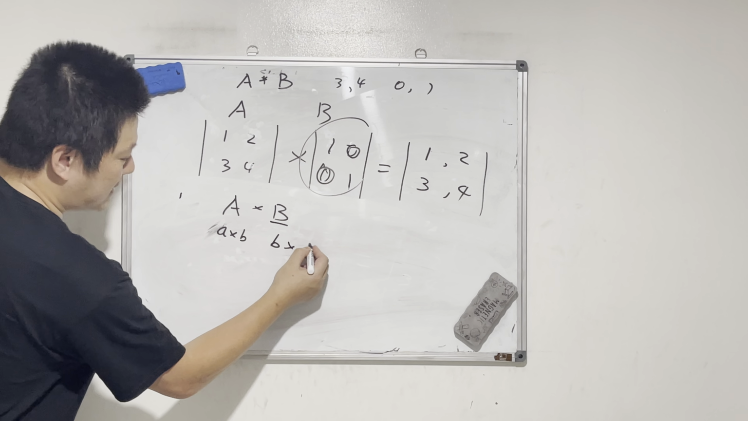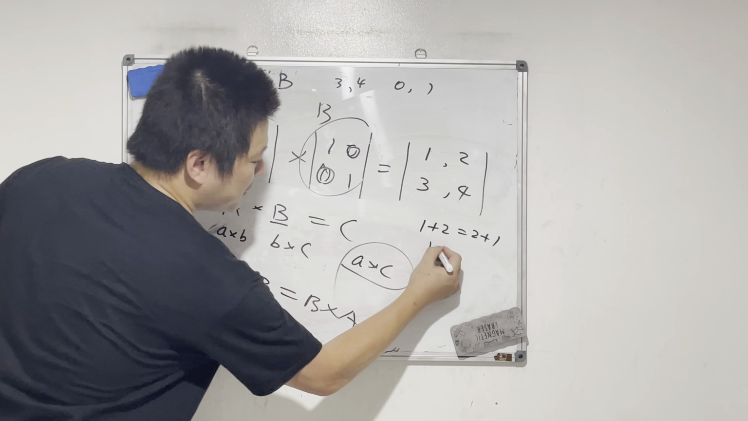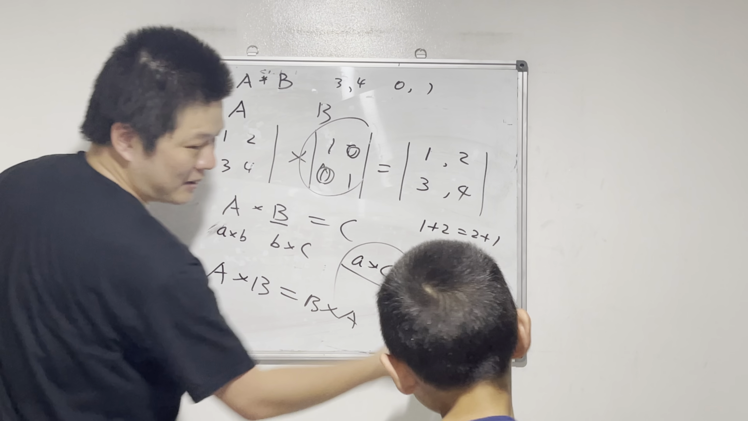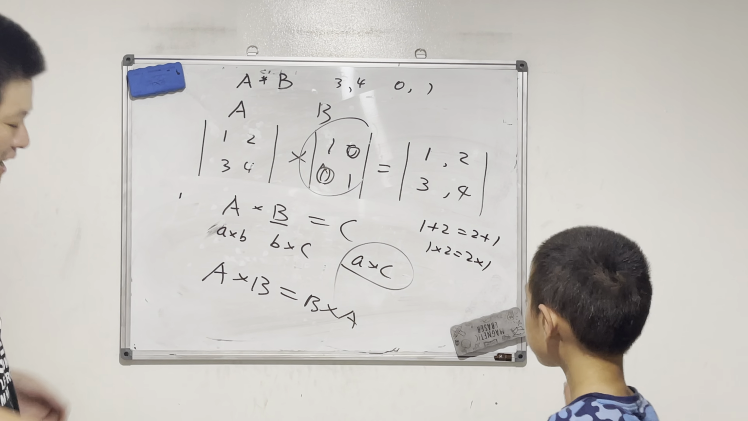So can you tell me, A times B, is it the same as B times A? Equal or not equal? Not equal. But you can add numbers: 1 plus 2 equals 2 plus 1, right? 1 times 2 equals 2 times 1. The numbers are okay, you can exchange them. But matrices are not. A times B is not the same as B times A, okay?